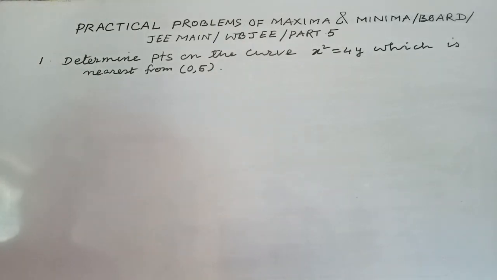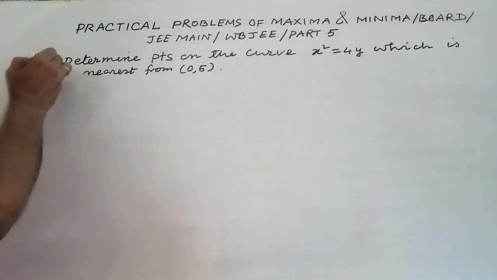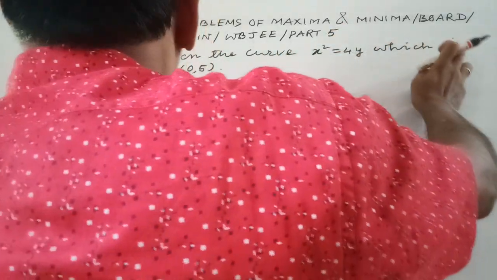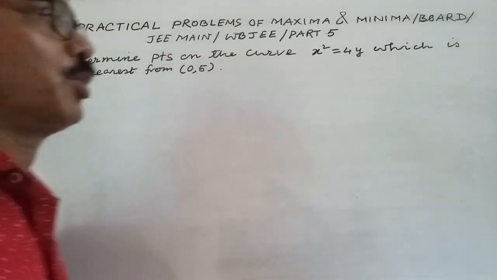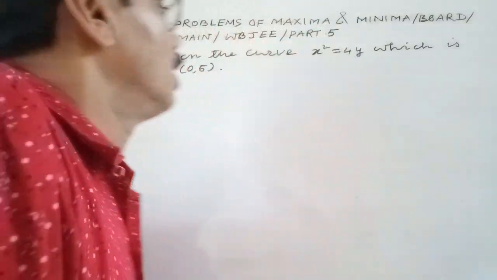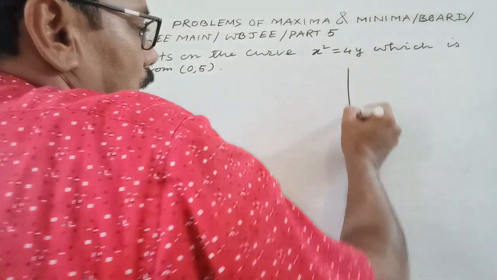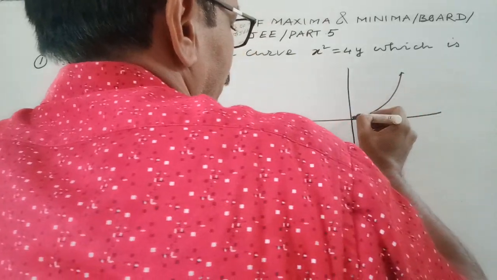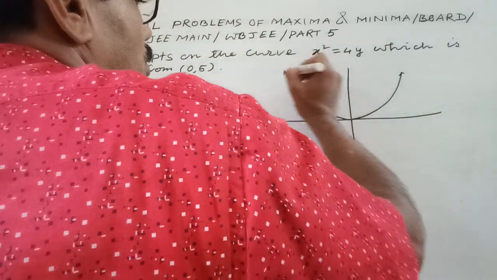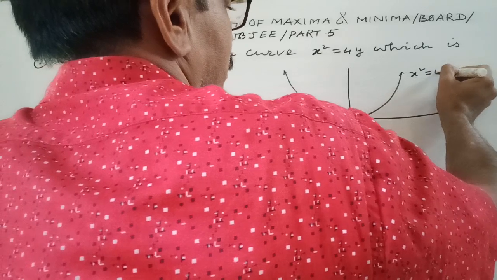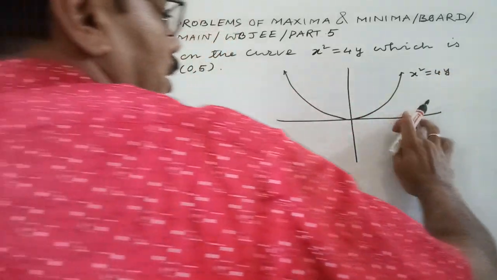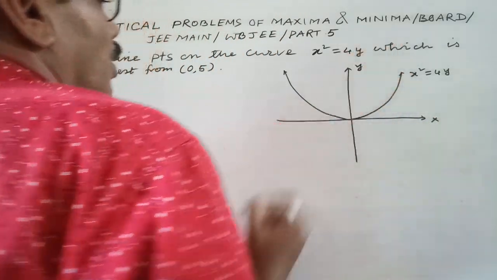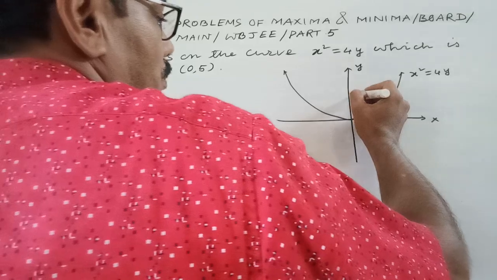Now, look at the problem. Determine points on the curve x square equals 4y which is nearest from (0, 5). So, what is the nature of the curve? This is a parabola, x square equals 4y.